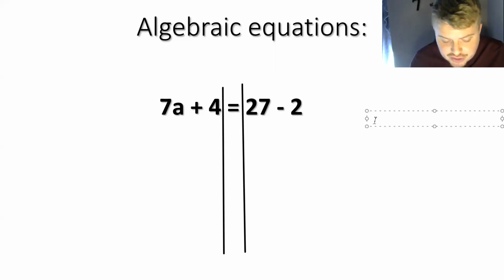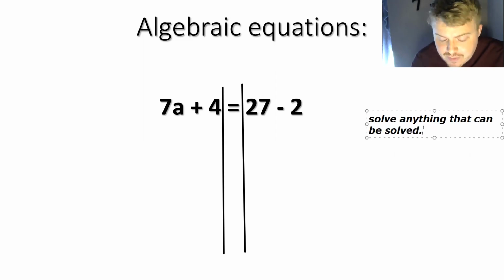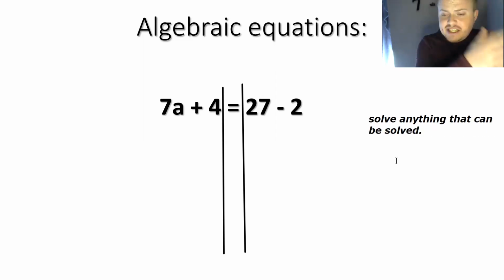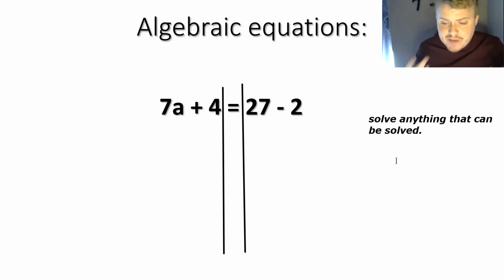Once I've done that, my next step, I'm going to write it on the screen, is to solve anything that can be solved. In other words, I'm going to look at each side of the equal sign and figure out, is there anything that can be solved? So let's have a look. On this right side, we've got 27 subtract 2. I know what the answer to that is. That's 25. Very straightforward. So underneath it, I'm going to put 25.